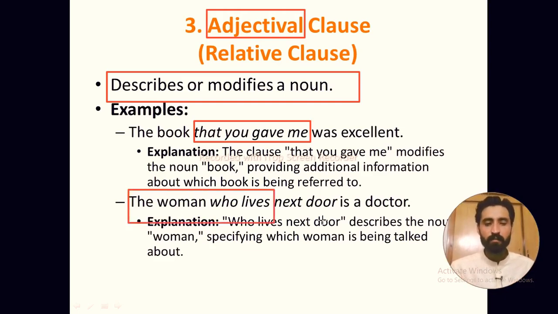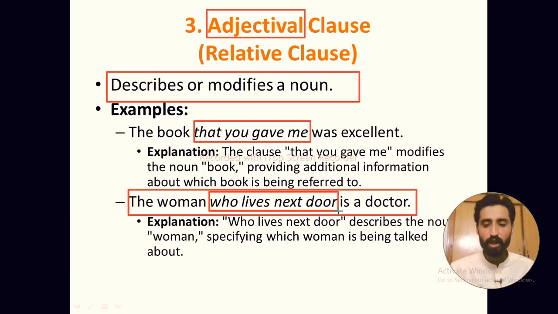Now the next one is the woman who lives next door is a doctor. Now here you see, the woman who lives next door. So who lives next door gives us information about the woman, that which woman, the one who lives right next to you. It describes the noun woman, specifying which woman is being talked about. Now, one more thing that you need to keep in mind is why it is called a relative clause, because it is introduced by a relative pronoun. So who basically is a relative pronoun. We'll be discussing pronouns in detail further.